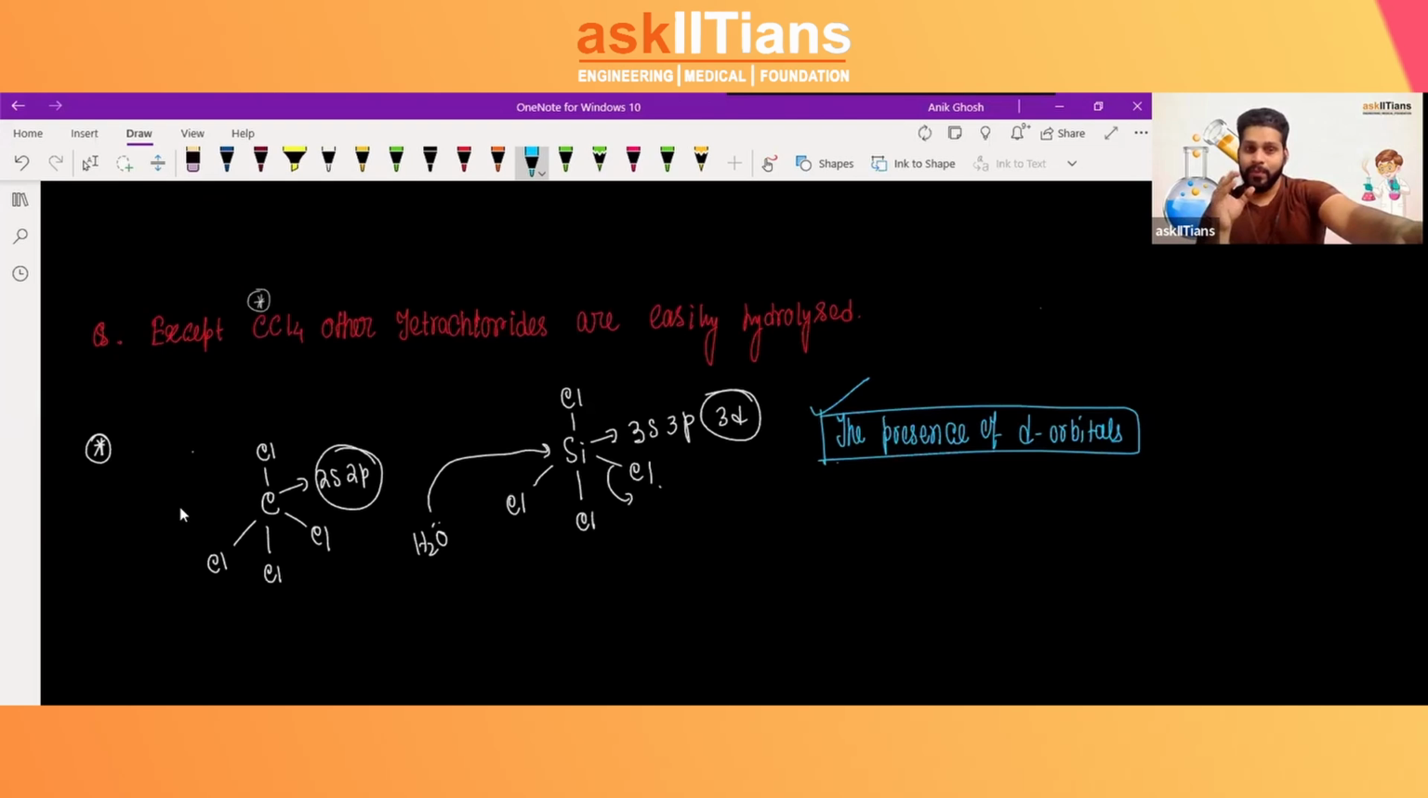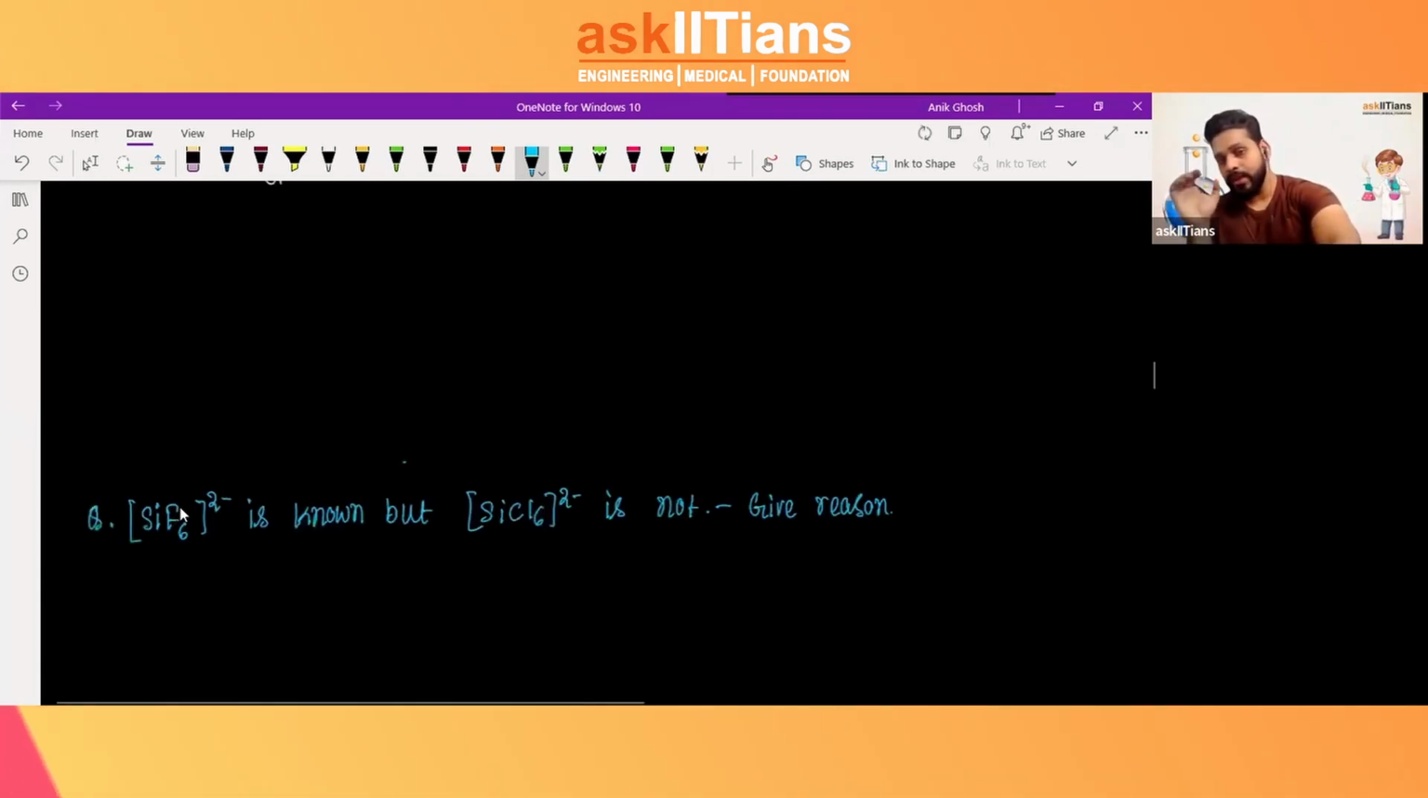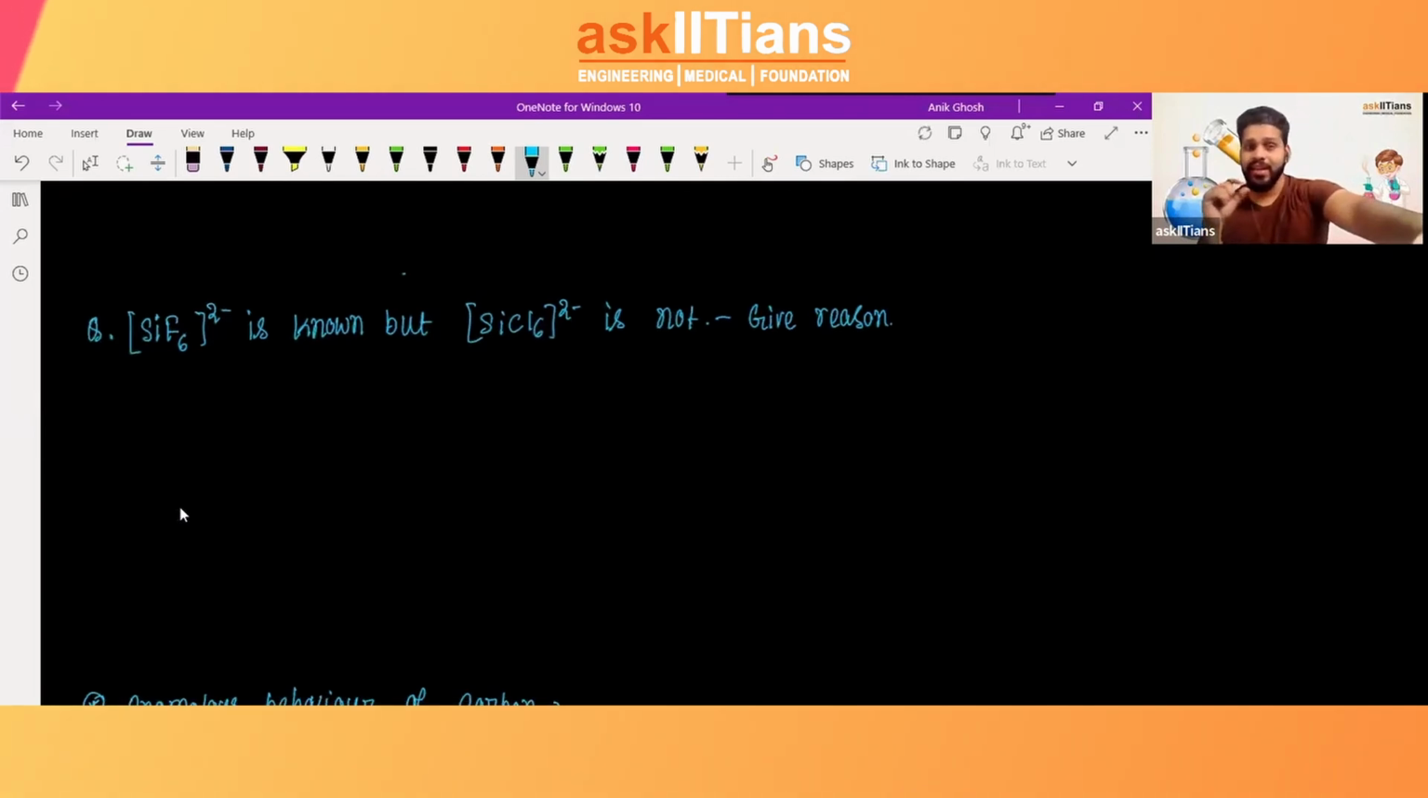Okay, that is the presence of d orbital in CCl4 and not in CCl4. That's why it doesn't undergo hydrolysis, but the others can. Simple, right? Coming to the next question now. SiF6 2 minus is known, but SiCl6 2 minus is not known. Now, what can possibly be the reason?